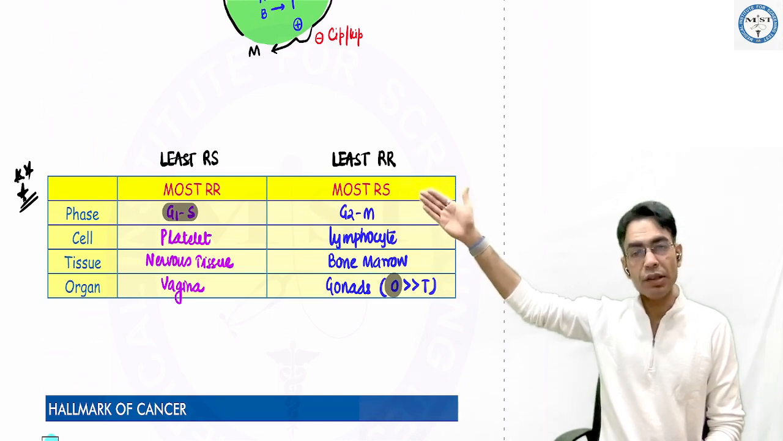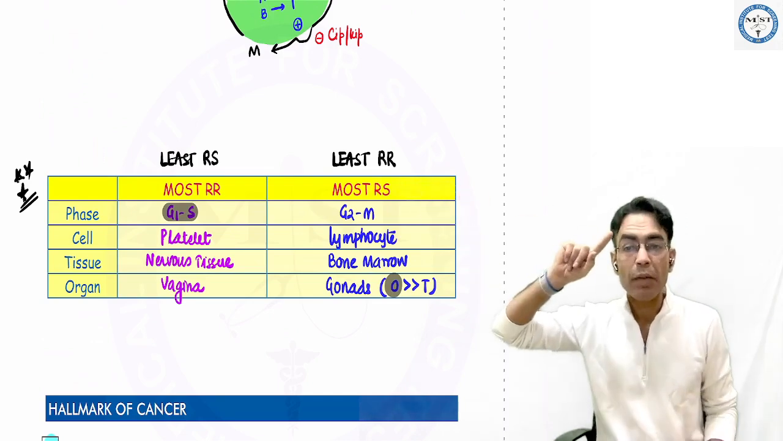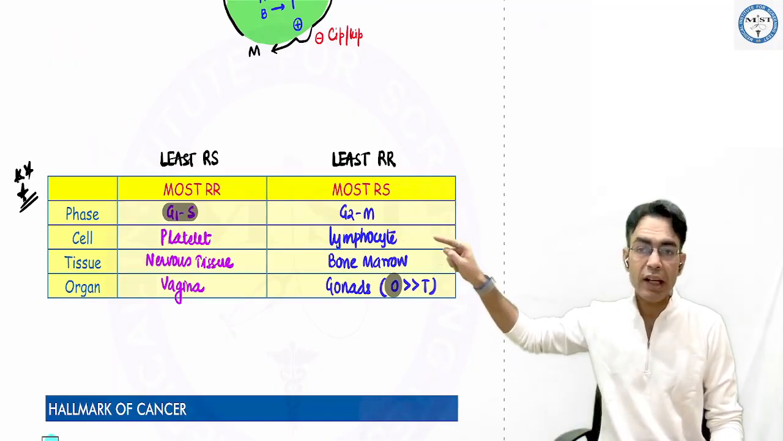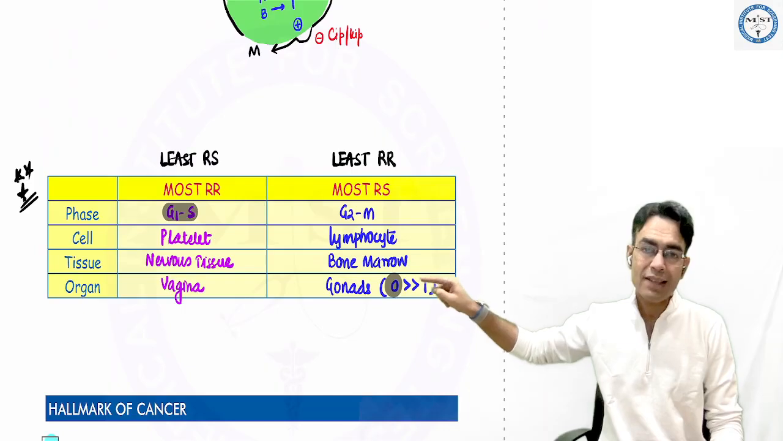If we talk about the most radiosensitive phase, because the word sensitive is coming, then the answer will not be S, it is G2M. Sensitive cell lymphocyte, sensitive tissue bone marrow, and sensitive organ gonad.